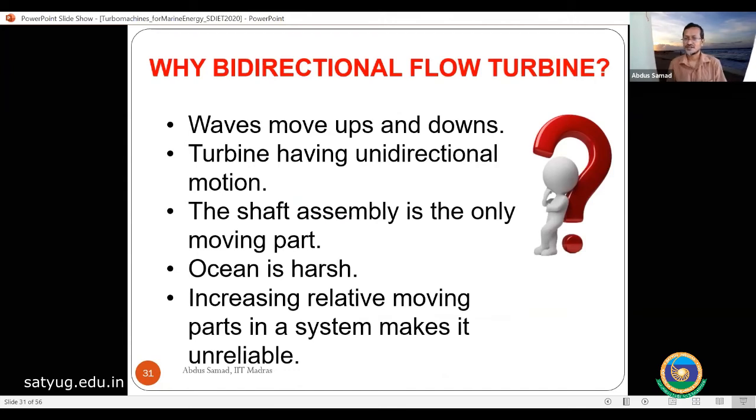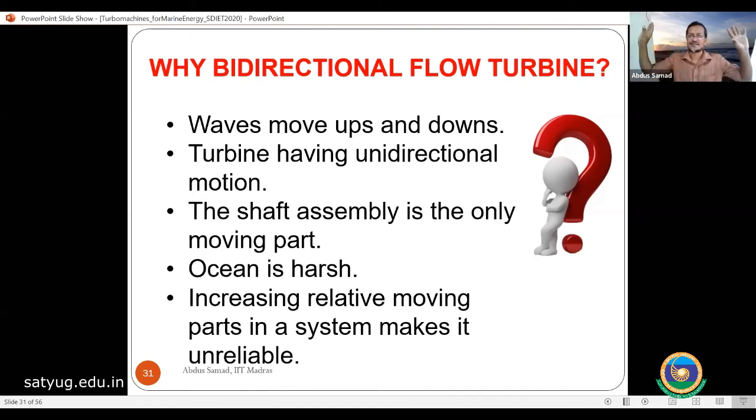Motion is harsh. Motion is harsh means if you have many moving parts, actually this system will fail quickly. So increasing relative moving parts in a system makes it unreliable. Any system you design, if you have lots of moving parts, will be unreliable. That's why in an aircraft engine you have gas turbines, only one shaft rotating system, so it will be more reliable. Similarly, in ocean wave energy, so many uncertain things are there. If we have more moving parts, it will be more uncertain and life will be difficult.